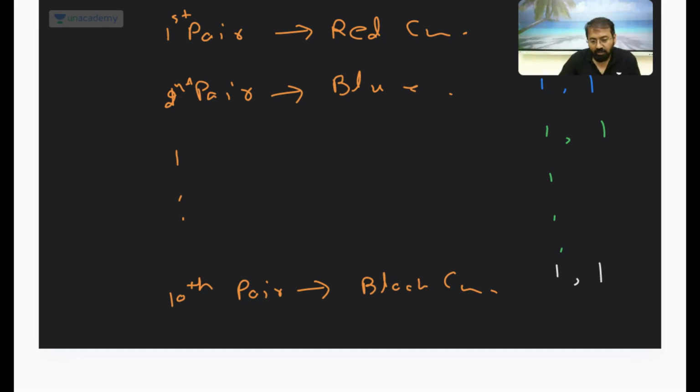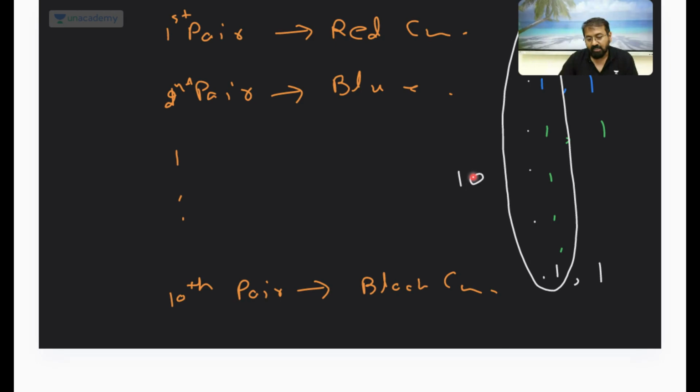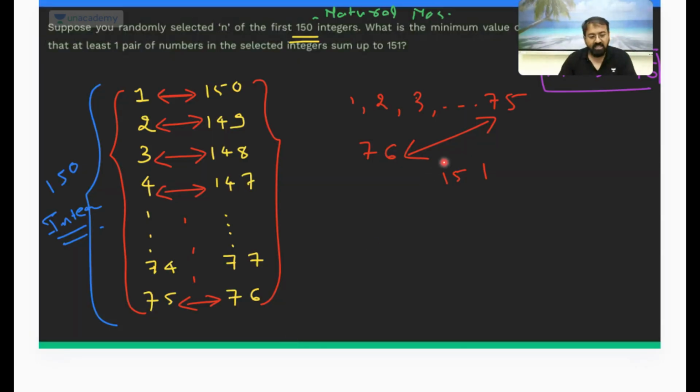If he picks 10 socks, it may be possible that he got each sock of a different color. The moment he picks one more sock, one pair will be complete. Exactly the same way, if we pick the numbers 1 to 75, none of them may add up to 151. But the moment you pick the 76th number, definitely one pair will be completed out of these 75 pairs. Yes or no, everyone? That's why you need to pick 76 numbers.